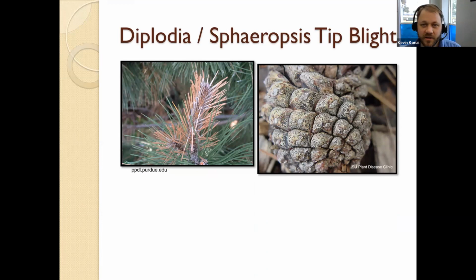And then the mycologists said, hey, let's change it to something that's easier to pronounce, Sphaeropsis. So Sphaeropsis tip blight now is what it's called. It causes the very tips, the candles of the pine tree, to die back. It will reproduce on the cones. So if we look at the right-hand picture, you see all those little black dots.